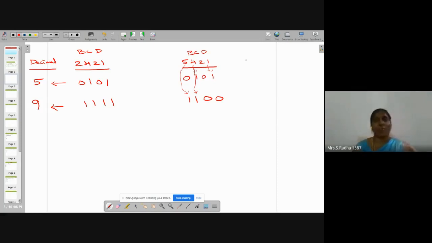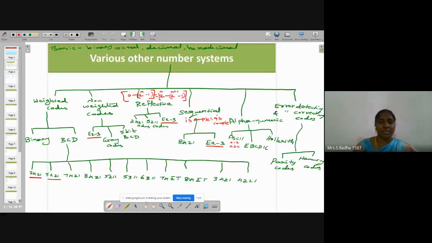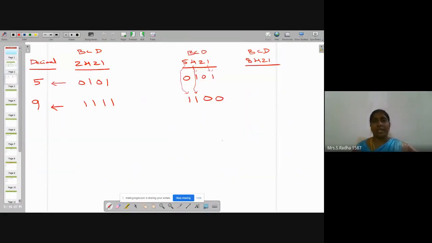If I take 8421, how to represent the same number 9 in this BCD code? In the previous slide, you can see 8421 is also there somewhere here. 8421 is also one of the BCD codes. Okay, these are position values. Now how to write a number 9 in this 8421?